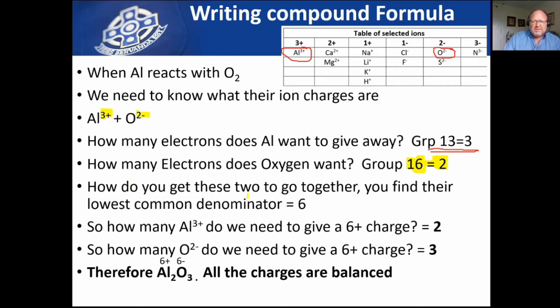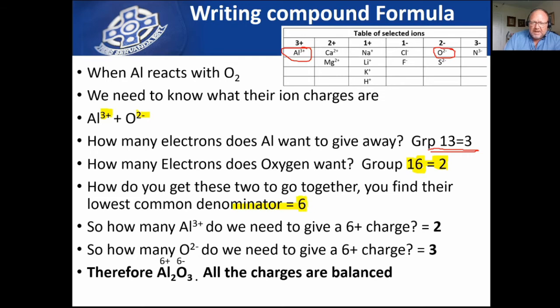But how do you get these two to go together? There's a 3 plus and a 2 minus, and I told you that they need to balance out. If you just put these two together, it's going to give you plus 1. That's not going to work. So a little bit of maths, and we go to, I think it's called the lowest common denominator. So the smallest number that both 2 and 3 can divide into, and in this case it is 6.